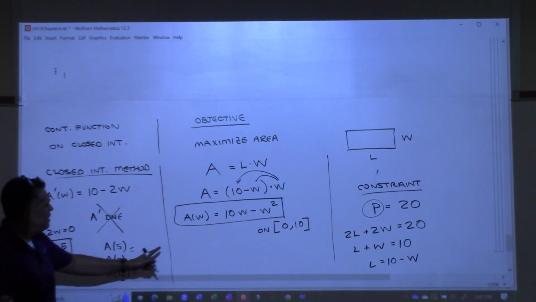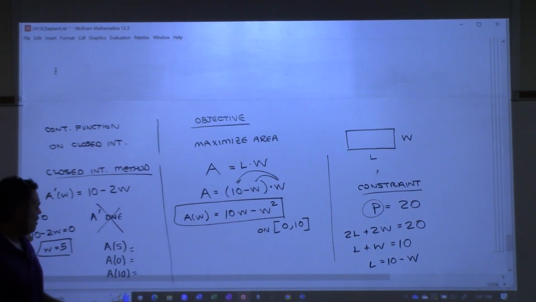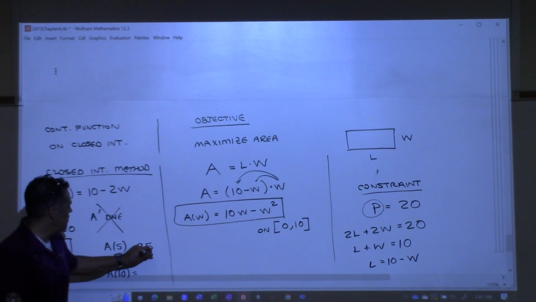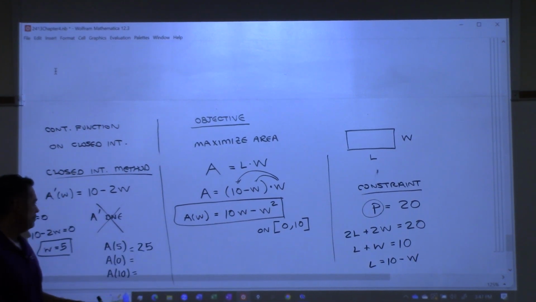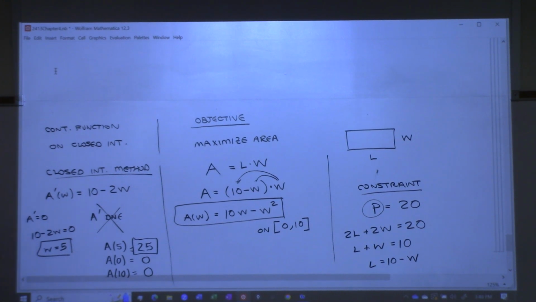So plug 5 into this. What do you get if you plug 5 into that? 50 minus 20. So you get 25, right? What happens if you plug 0 into that? 0. And if you plug in 10, you get 0 as well. So what's our maximum value? 25. And that was the 5 by 5, wasn't it?